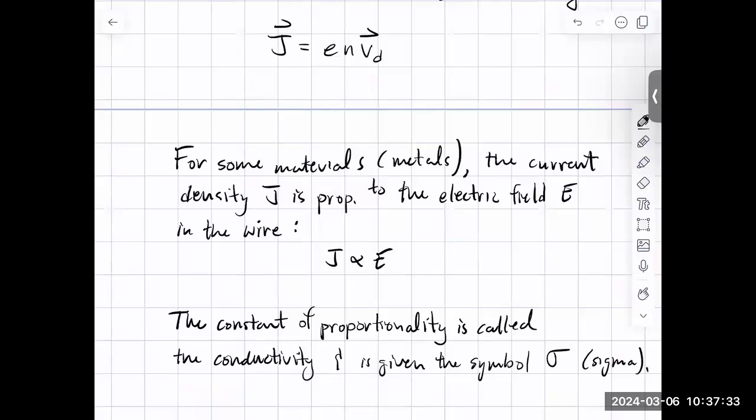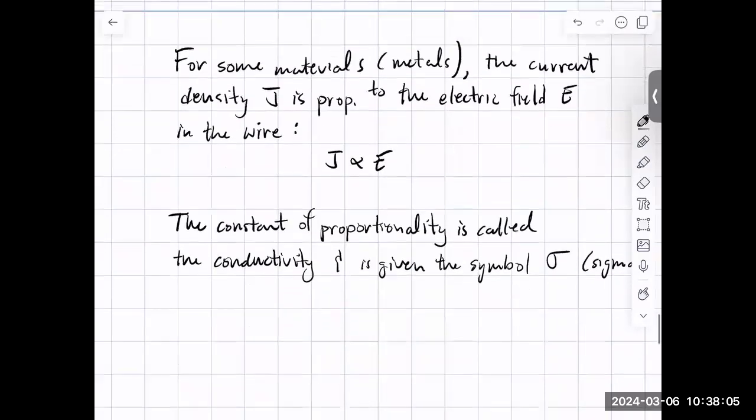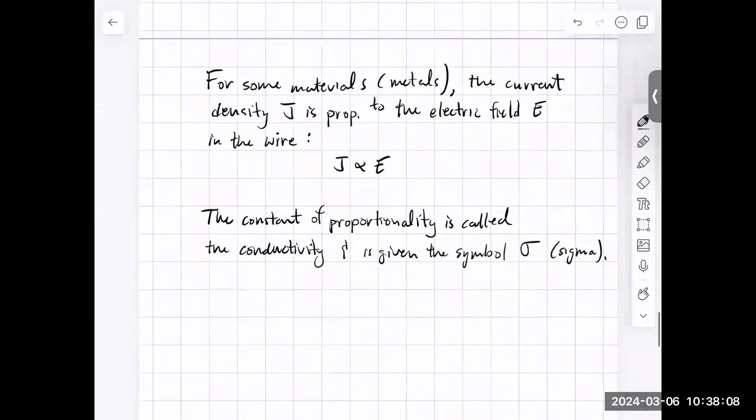It's unfortunate, but unavoidable. We've already used sigma for a different meaning. When we were doing things like Gauss's law, we said sigma was representing a charge per unit area. So it's too bad that they're using the same symbol for two different things, but that is convention. We're powerless to change it. So in this case, sigma is the conductivity. Okay. So that means if that's the constant of proportionality, we could express J is equal to sigma E.